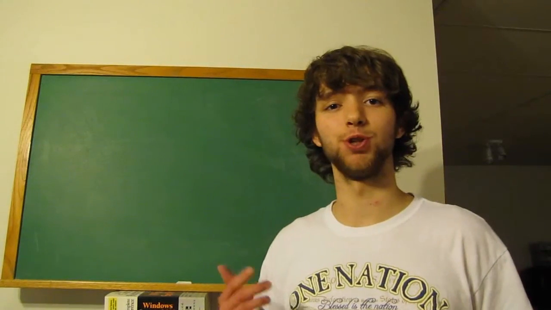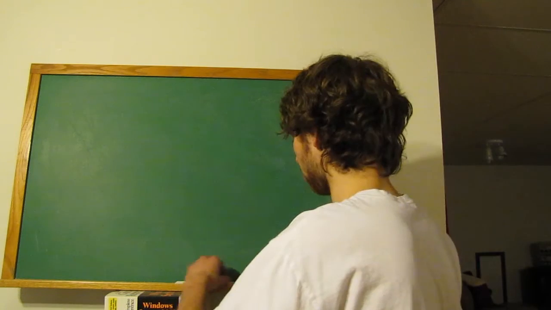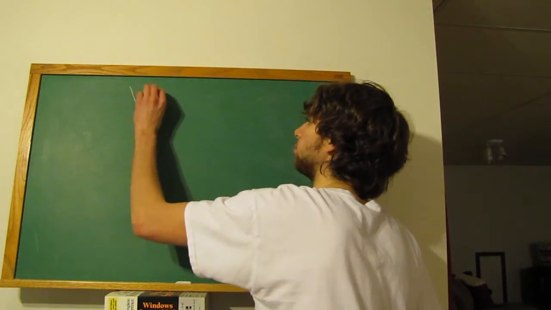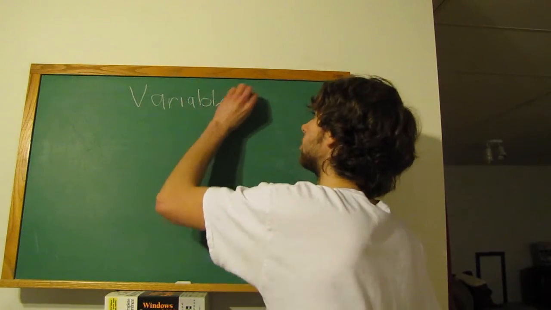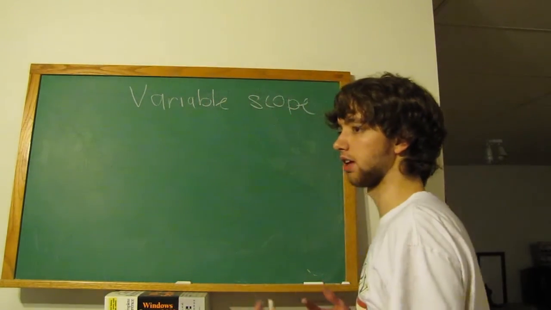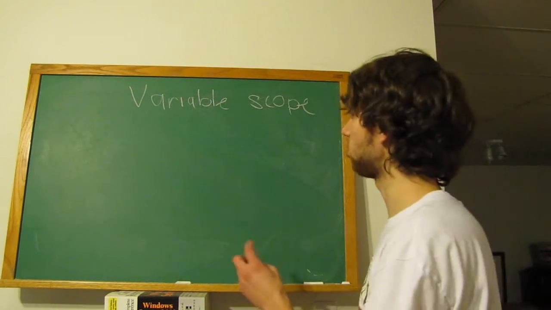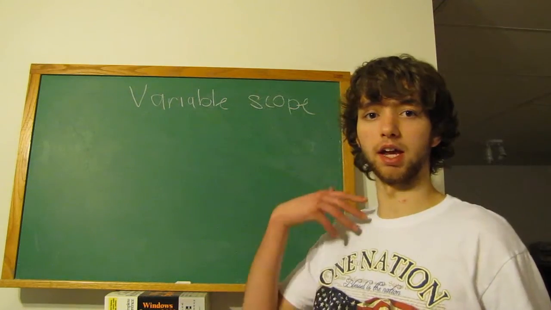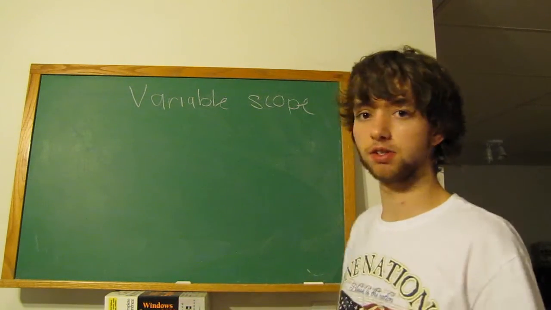Hey everyone, welcome to your 41st PHP tutorial, and in this video I want to talk about variable scope. So what this means is it's not saying a scope like a gun or anything like that. A scope in PHP is saying what can use this variable. So every variable has a scope.